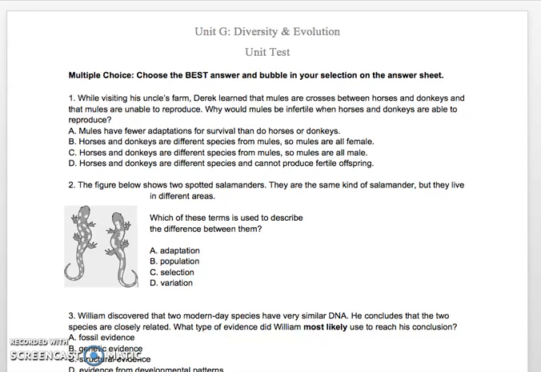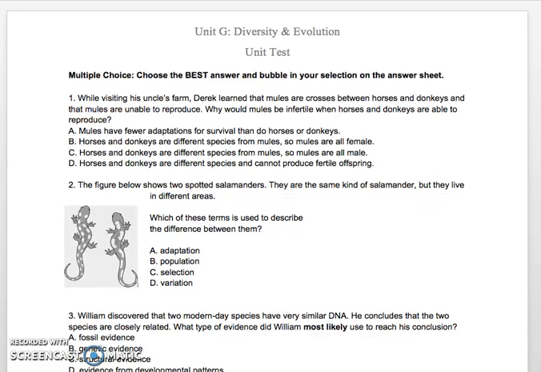mules are unable to reproduce. Why would mules be infertile when horses and donkeys are able to reproduce? A. Mules have fewer adaptations for survival than do horses or donkeys. B. Horses and donkeys are different species from mules, so mules are all females. C. Horses and donkeys are different species from mules, so mules are all male. D. Horses and donkeys are different species and cannot produce fertile offspring.